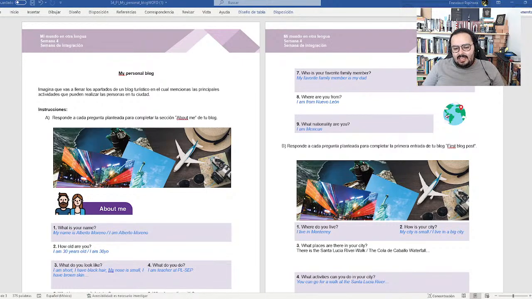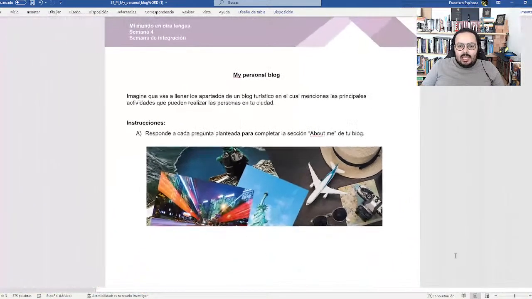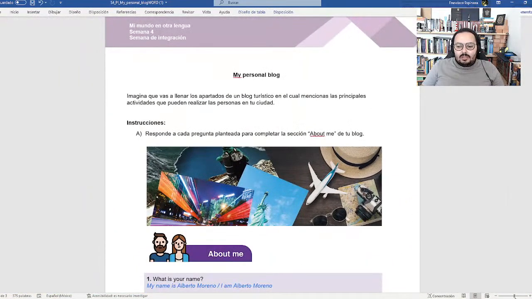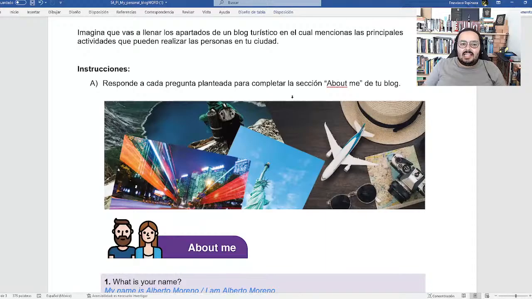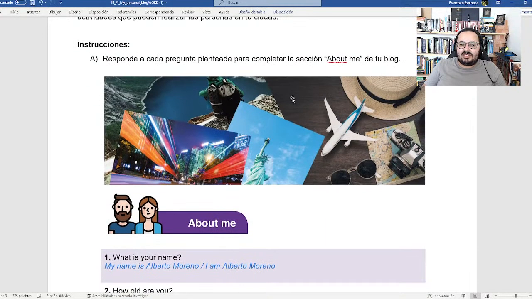Yo ya lo contesté, les mencionaba. Yo lo había contestado para agilizar un poquito esto. Y bueno, tenemos entonces que, dice: imagina que vas a llenar los apartados de un blog turístico en el cual mencionas las principales actividades que pueden realizar las personas en tu ciudad.